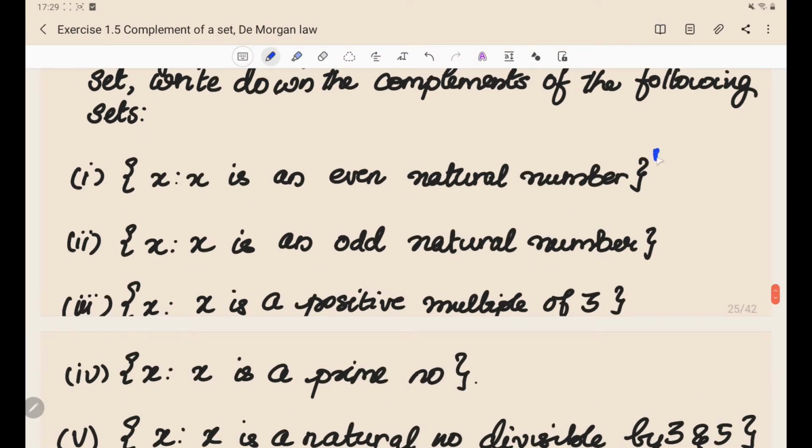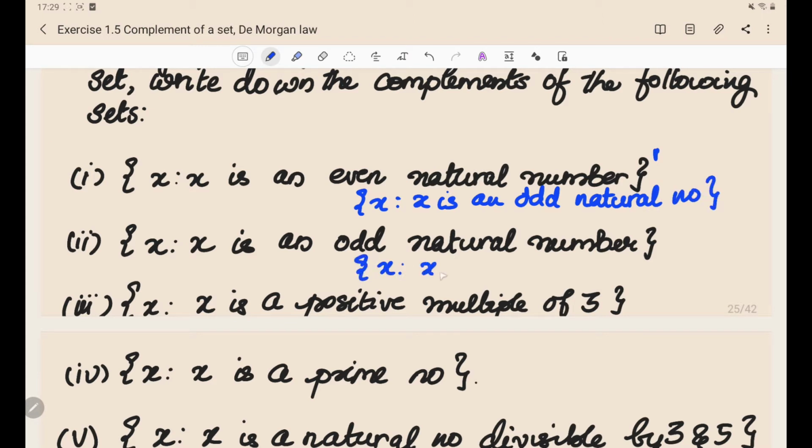So if we are taking the universal set as a base, so here what would be the set? {x : x is an odd natural number} would be the complement of the even natural numbers. Next, {x : x is an odd natural number}. What would its complement be? {x : x is an even natural number}.